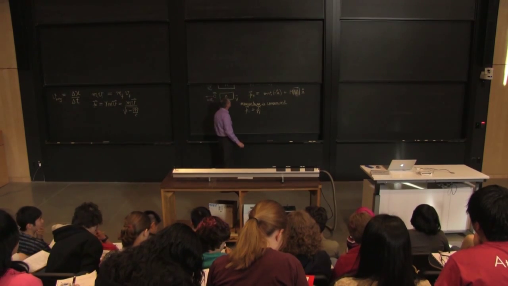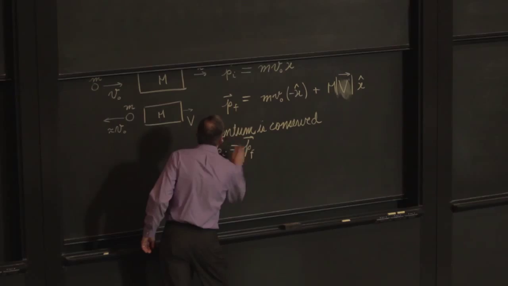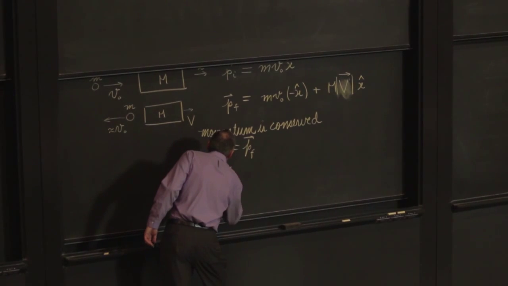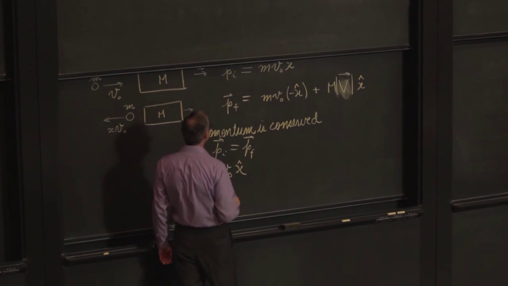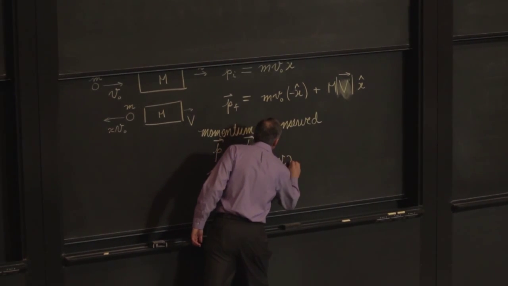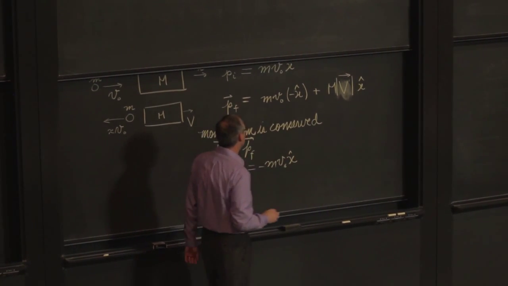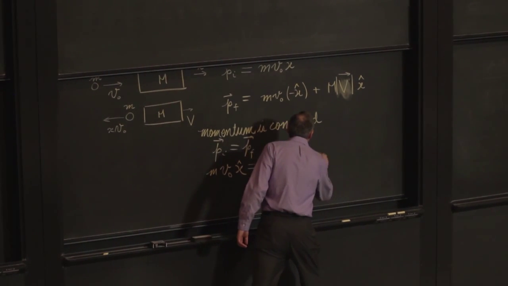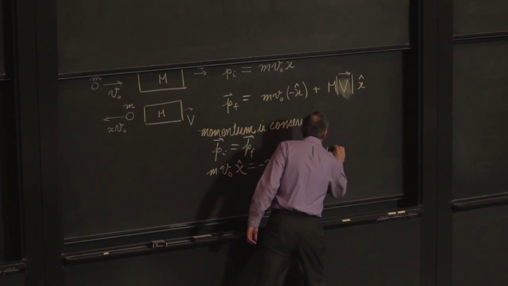So let's copy some more. So we have m v naught x. That's the initial. Must be equal to minus m v naught x plus m V x.